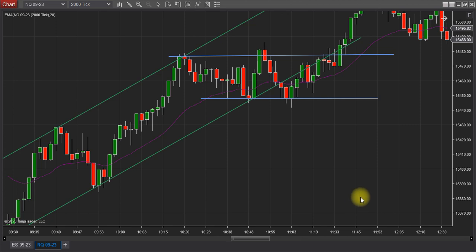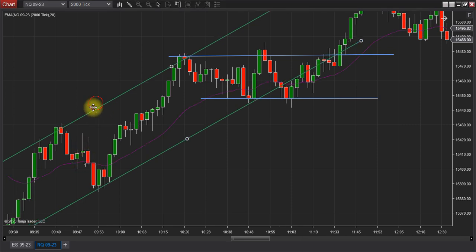Let's look at this channel example real quick. We have our first entry long here. Why? Because this bar pushed above the previous bar's high, creating a first entry. Here we have a second entry.